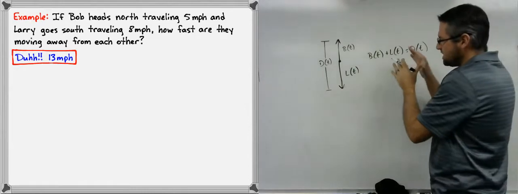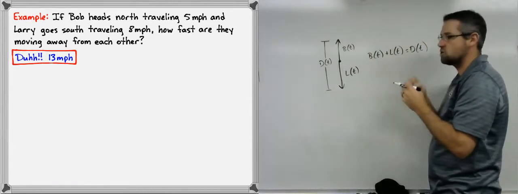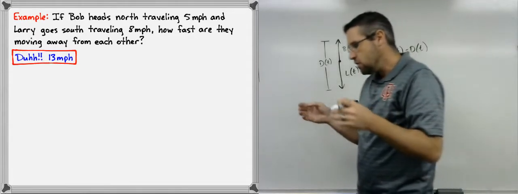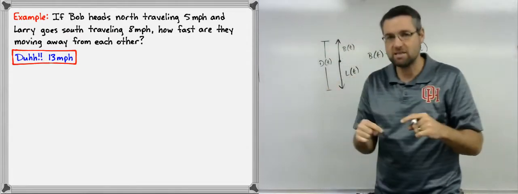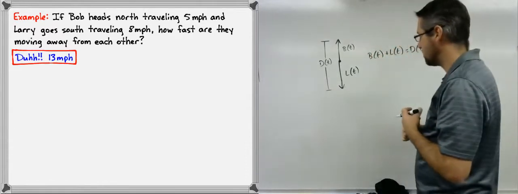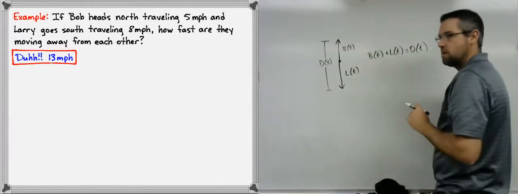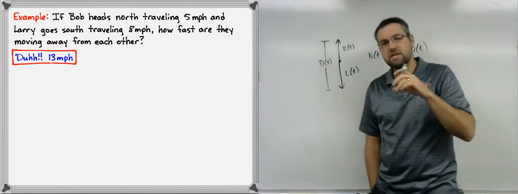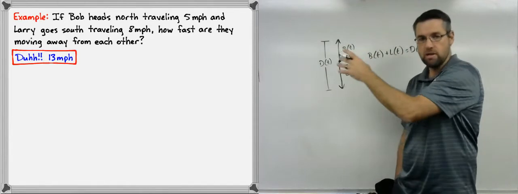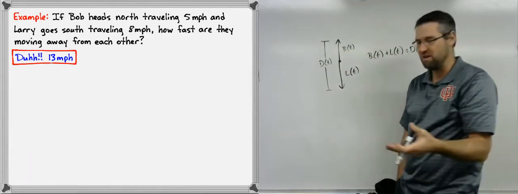Now, notice I said B is the distance that Bob has traveled, L is the distance that Larry traveled, and D is the total distance between them. The question, though, is how fast are they moving apart? How fast are they moving away from each other? Well, this doesn't deal with the rates. That's where calculus comes in. This deals with just how far apart they are. How do I get to the rate at which they move? That's taking the derivative, okay?